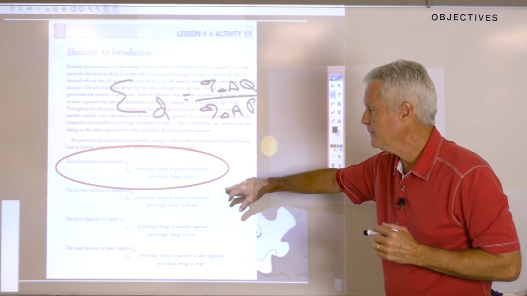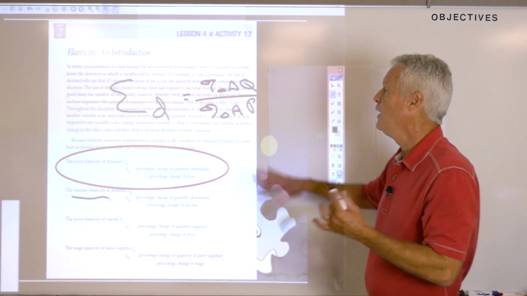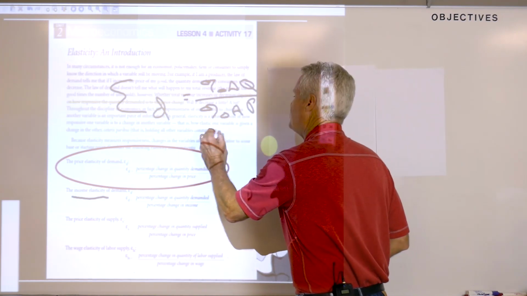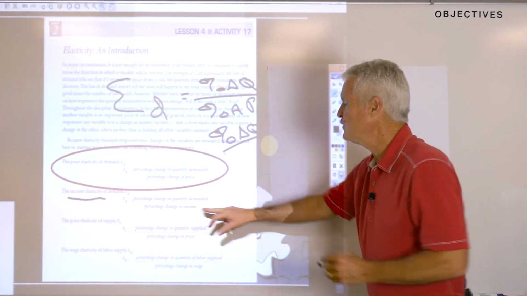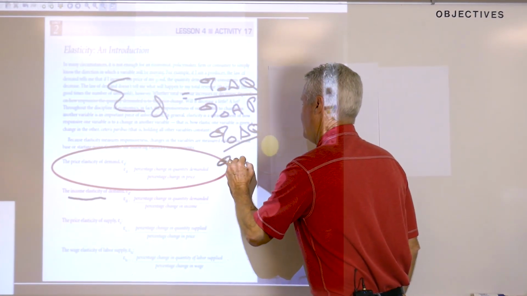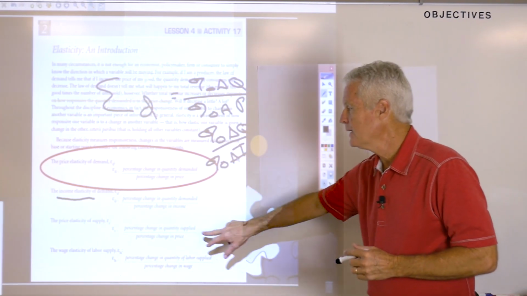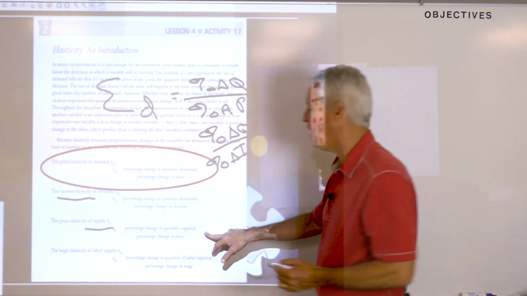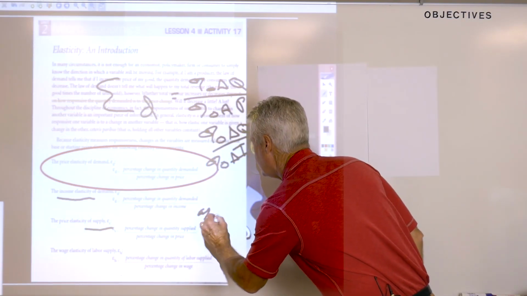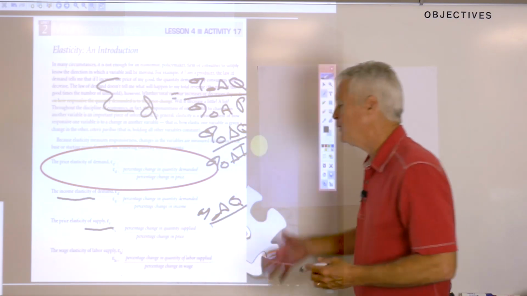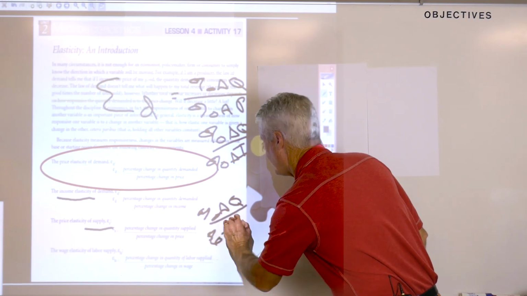Income elasticity. This is income elasticity of demand. Once again, percent change in quantity. Notice quantity is always on top. Over percent change in income. So write income. Elasticity of supply. Percent change in quantity. Once again, percent change in quantity. And what do you think? It's percent change in price again, right? Just like demand, percent change in price.